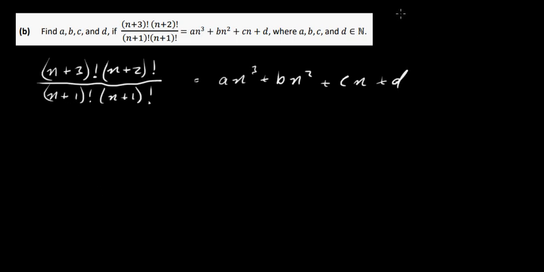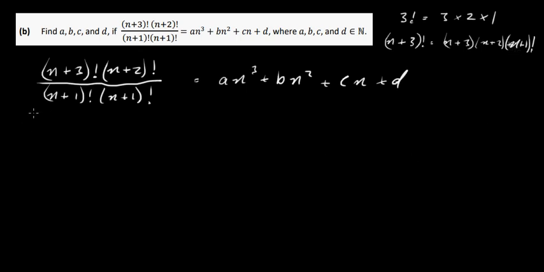So for example, if you have 3 factorial, that just means 3 times 2 times 1, by the way. So if you have n plus 3 factorial, that's just going to be n plus 3 times n plus 2 times n plus 1 factorial, or n plus 3 times n plus 2 times n plus 1, and so on and so on.